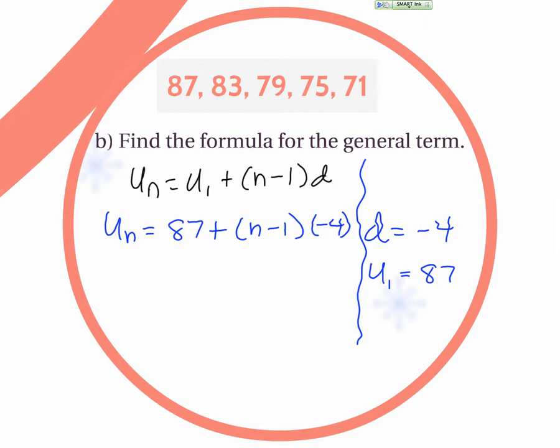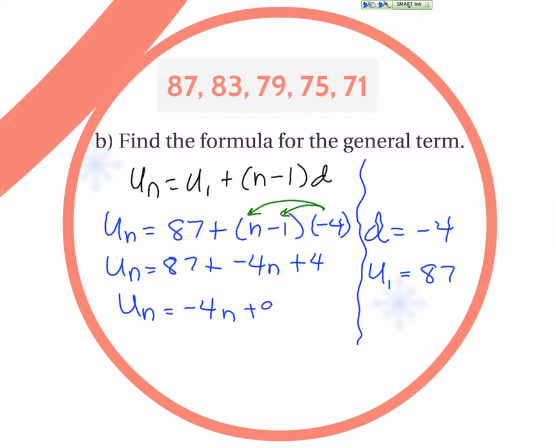So in order to simplify, then I can distribute. I can take that negative 4 and multiply it to what's in parentheses. So I've got u sub n equals 87 plus negative 4n plus 4, because that negative 4 times negative 1 will become positive. And then I can combine my like terms, so I end up with negative 4n plus 91 as my general term.